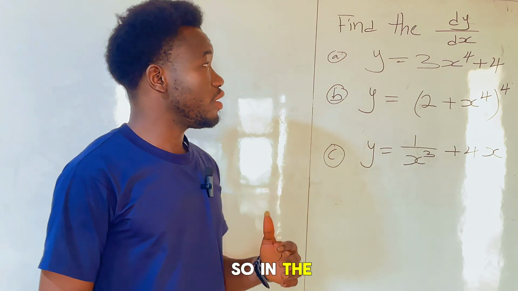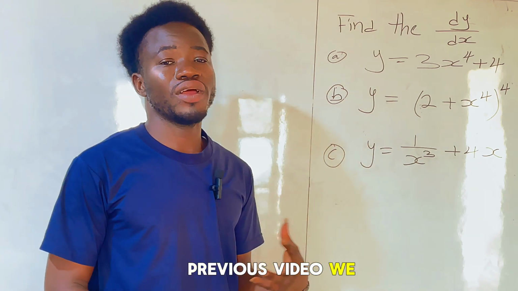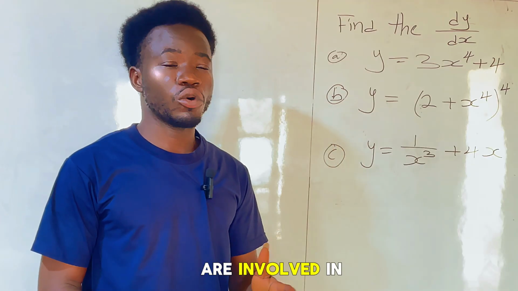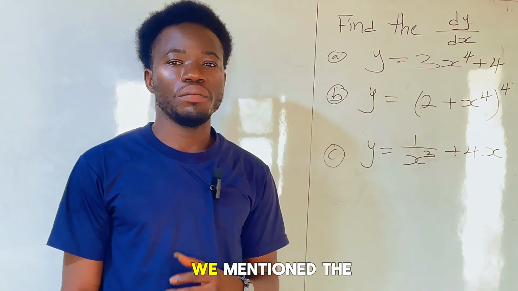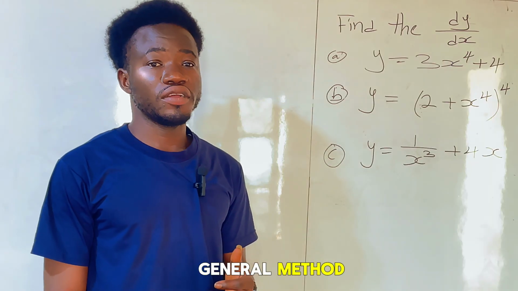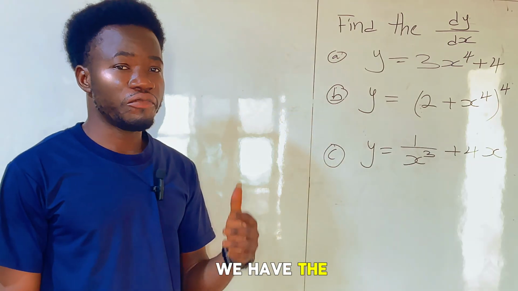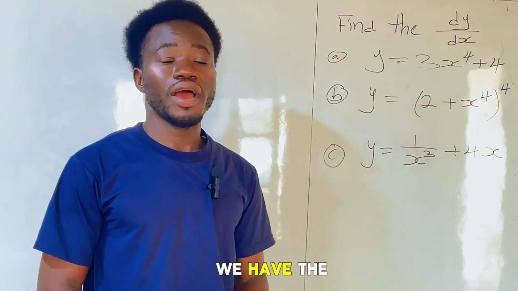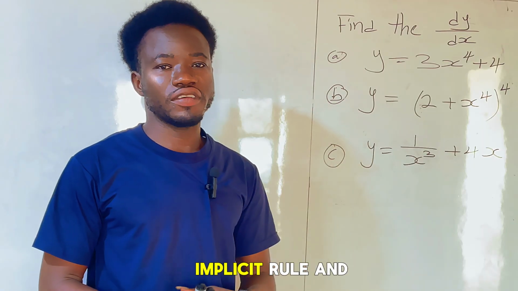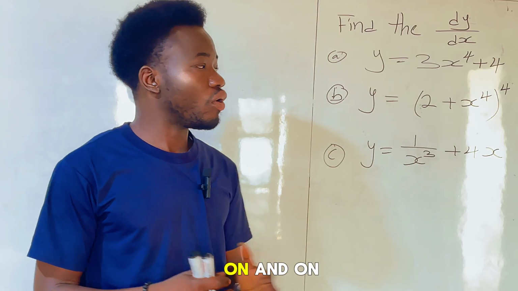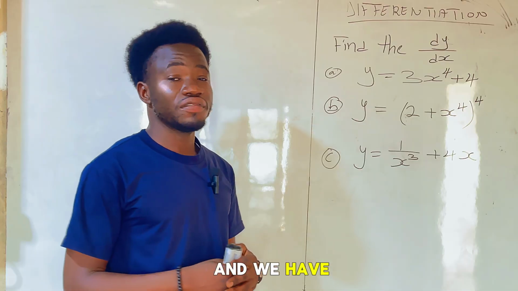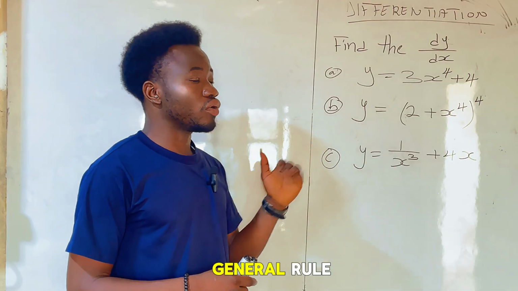So in the previous video, we dealt with the methods that are involved in differentiation. We mentioned the general method, the general rule. We have the first principle, the quotient rule, the implicit rule, and on and on. We have 6 basic rules, and we have delved into the general rule.